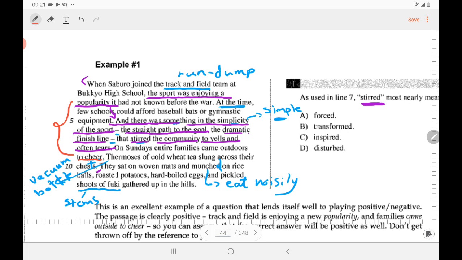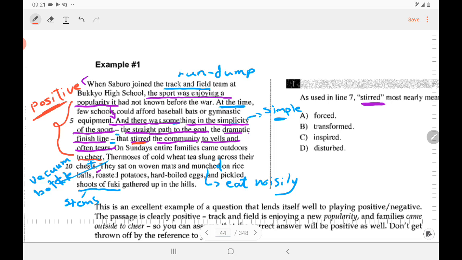Oh, this is a very positive context. A very positive context. So I need a word that fits this context, should be positive. Okay, the word that will replace stir should be positive. So the simplicity stirred the community to yells and often tears.